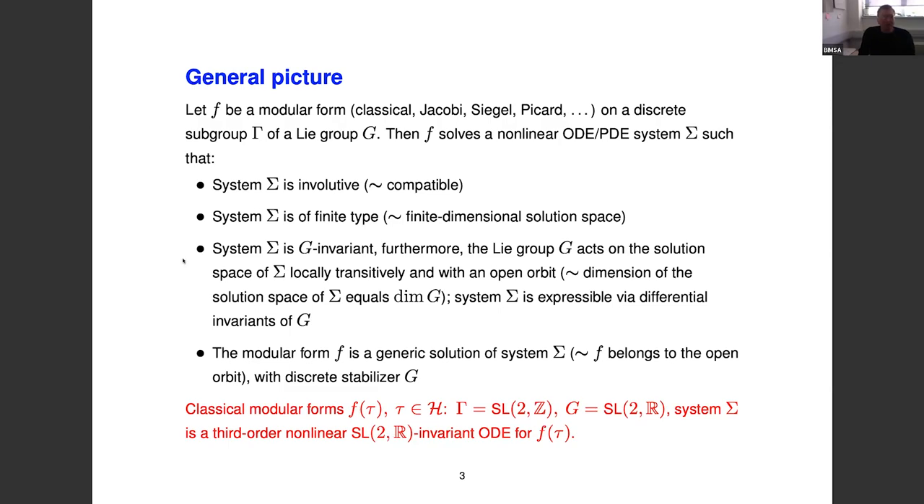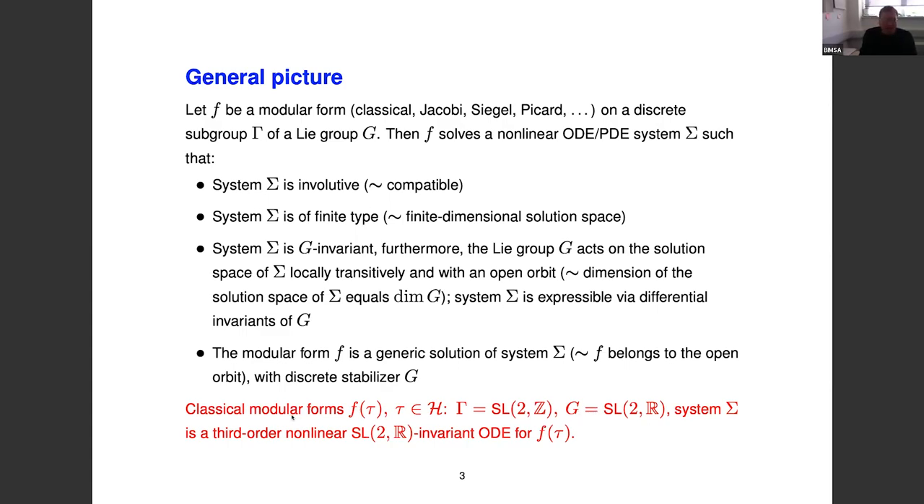All right, so let's check all these bullet points. The system Sigma must be involutive. In this case it is just a single ODE, so of course it is involutive automatically; there is nothing incompatible in one single ODE. Then the system Sigma is of finite type: of course, the dimension of the solution space of a third order ODE is 3. Furthermore, the group SL2(R) acts on the solution space of this ODE with an open orbit. The dimension of the open orbit is 3, and it equals the dimension of the group. And the modular form is a solution; it belongs to this open orbit.